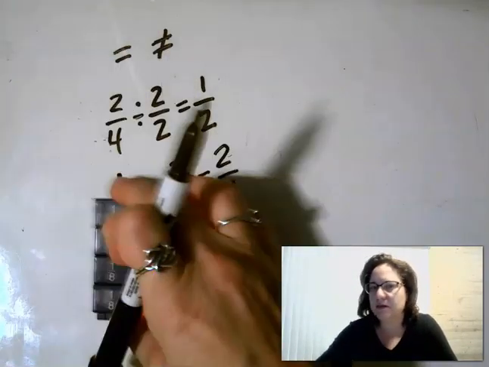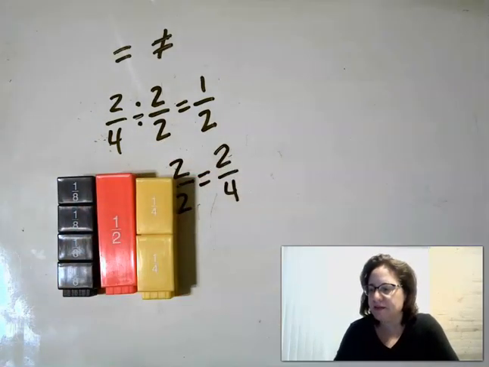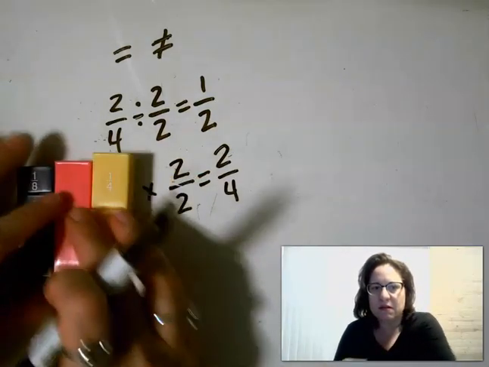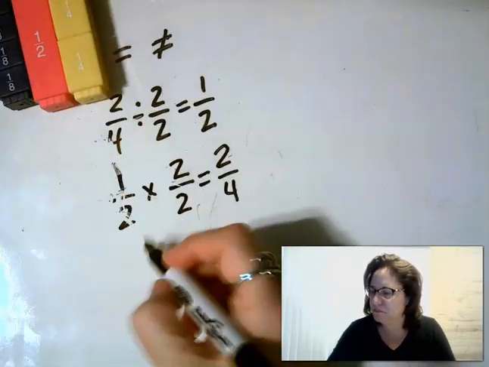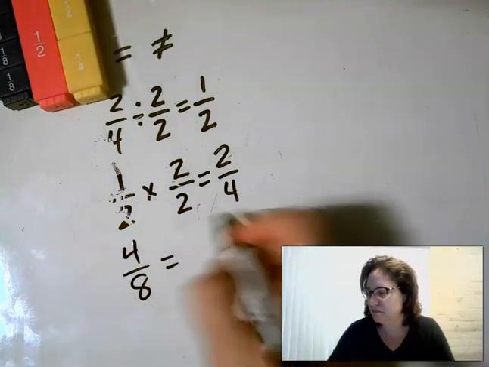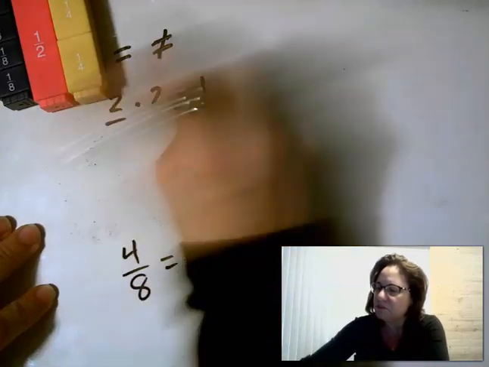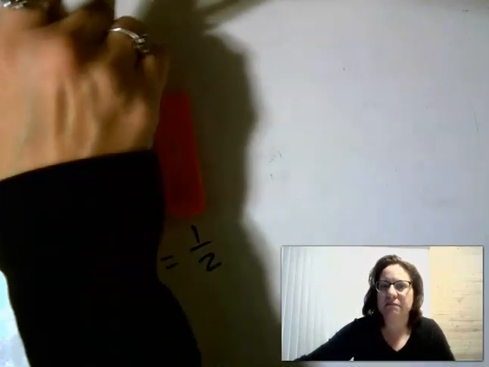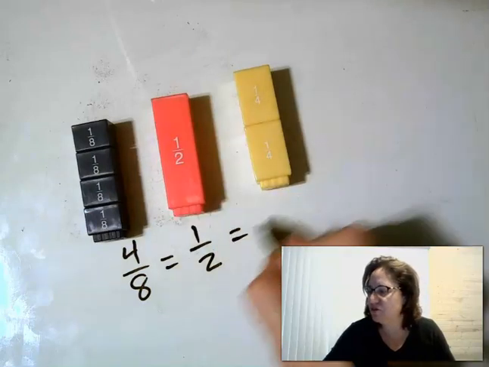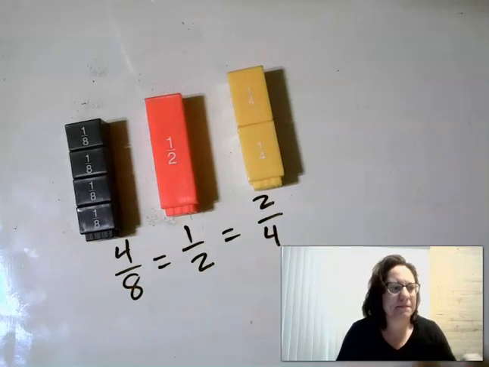Okay. You guys see that? There are 1, 2, 3, 4 eighths here. 4 eighths are equivalent to 1/2. Okay, 4 eighths is the same amount as 1/2. And so is 2 fourths, right? They're all equal to each other.